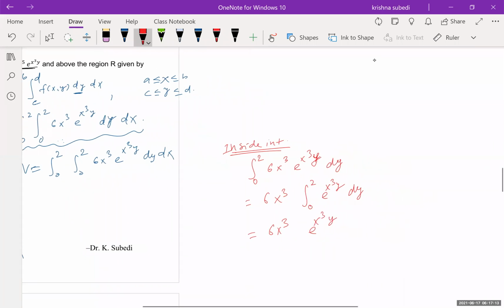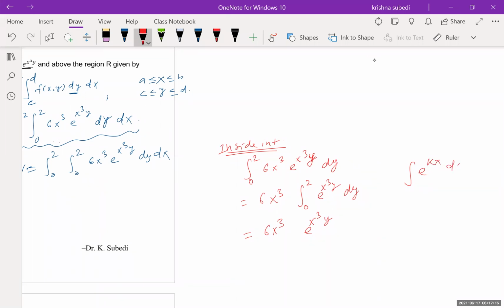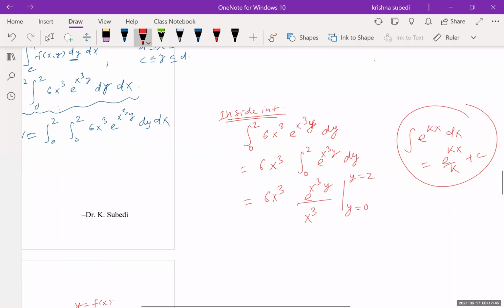So now the question is, if we have e to the kx dx, what is the integration? You know that this will be e to the kx over k, right? And this x cubed is a constant. We consider x as a constant. Therefore, you can consider it just like k. So this over x cubed. And then you have y as your variable, so y equals 0 to y equals 2. Does that make sense to everyone?